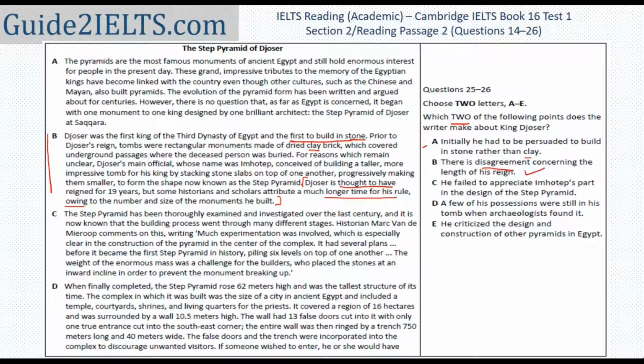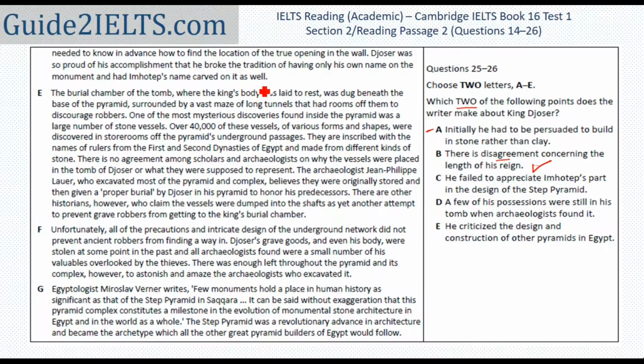Yes, there is. He failed to appreciate this person's part in the design. I know this one to be incorrect from having read the beginning and ending of each paragraph. This is the end of paragraph D. It says that Djoser was so proud of his accomplishment that he broke the tradition of having only his own name on the monument and had this person's name carved on it as well. So Djoser didn't fail to appreciate, he actually did appreciate this person's part.